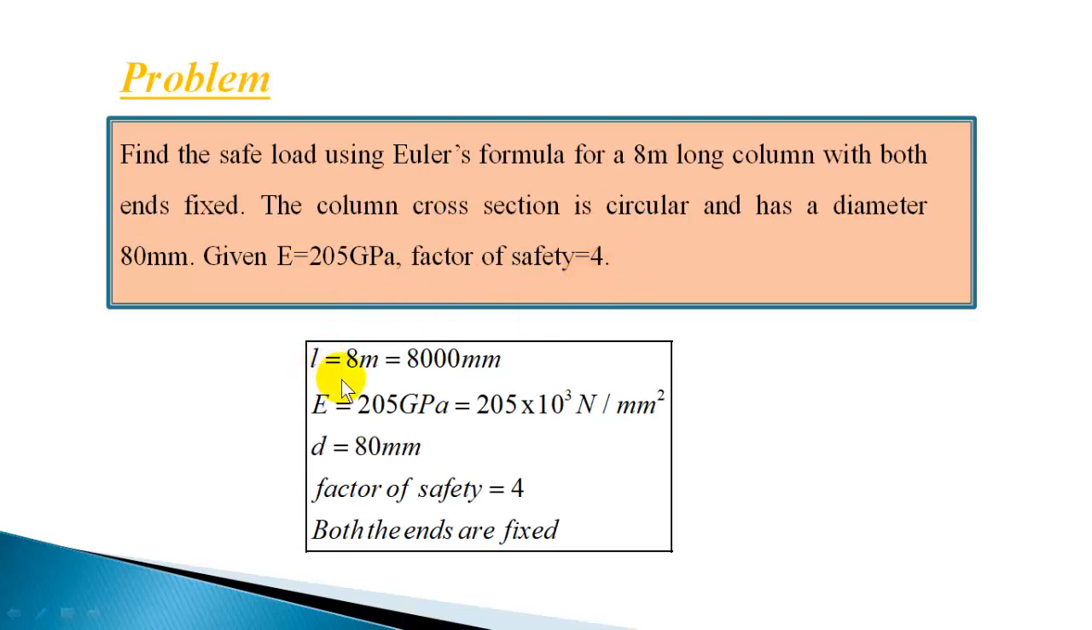So I tabulated the data here. Length 8 meter, it is 8000 mm. E is 205 gigapascal or 205 into 10 raised to 3 Newton per mm square. Diameter is 80 mm. Factor of safety is 4 and both the ends are fixed. Now let us work out.